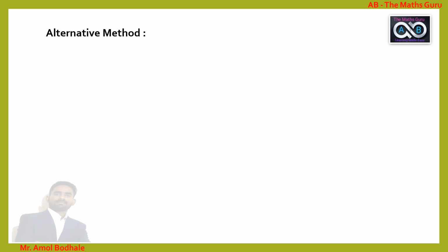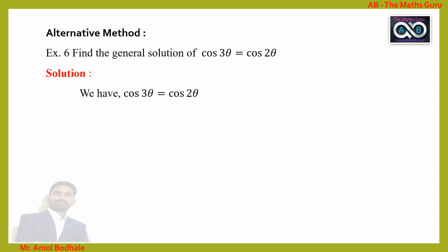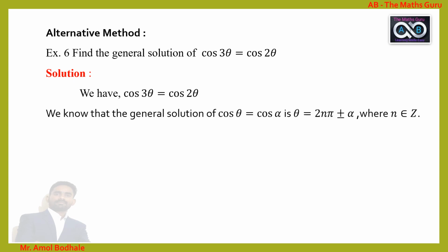The same example we can solve alternatively. See, here we have given cos of 3 theta equal to cos of 2 theta. So here it is in the standard form, that is cos theta equal to cos alpha. We know the general solution for cos theta equal to cos alpha is theta equal to 2 n pi plus or minus alpha. So this is the theta and this is the alpha. Here theta is exactly 3 theta and alpha is exactly 2 theta. So let's replace these values of theta and alpha.